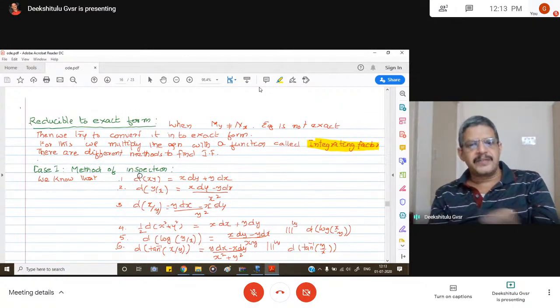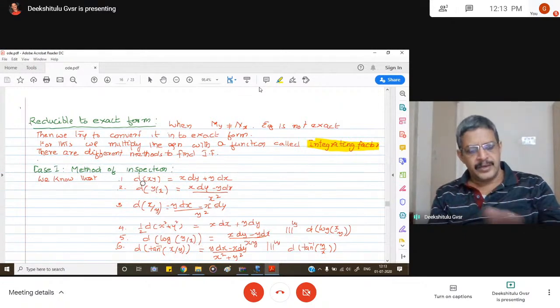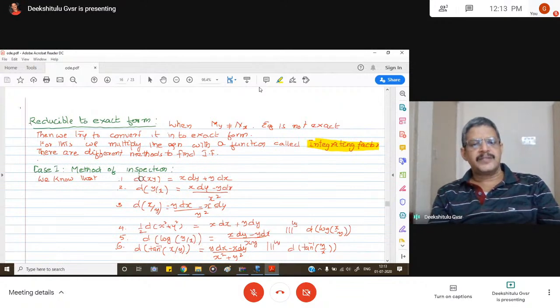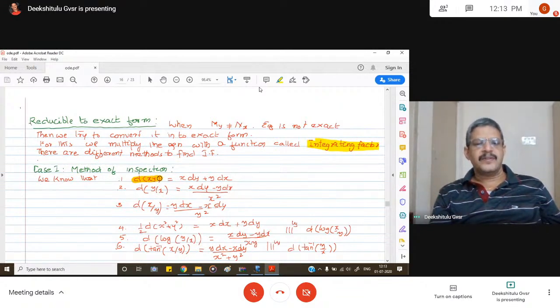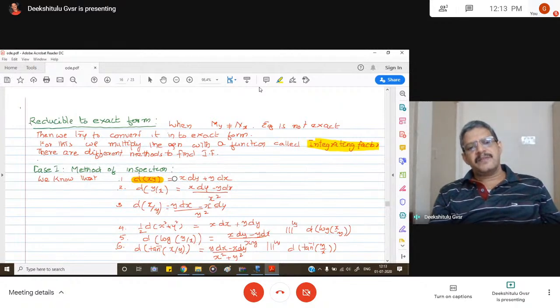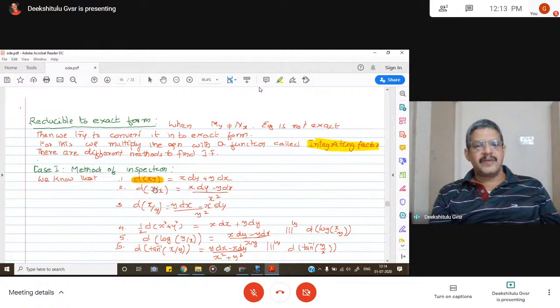Let us look at some of the standard formulae that we generally come across in reducible exact equations. One is d of xy is equal to x dy plus y dx. The derivative of y by x is equal to x dy minus y dx by x square. This form we have to remember very well. Similarly, d of x by y is y dx minus x dy by y square.